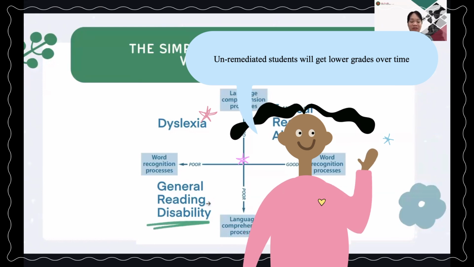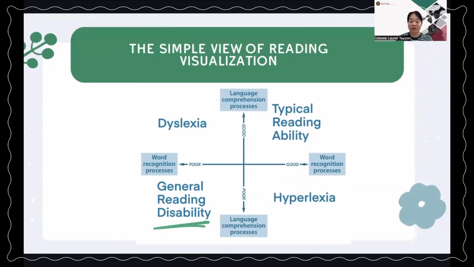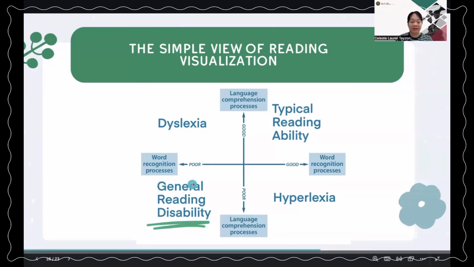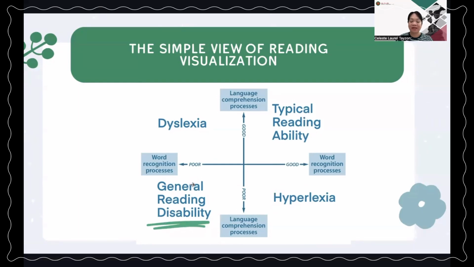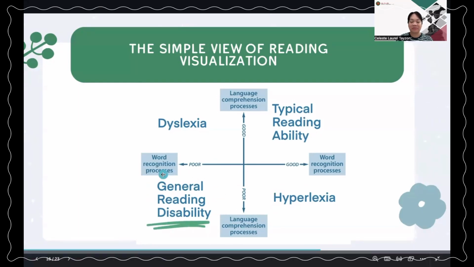Unremediated kids will get lower grades eventually. They have no access to vocabulary. The cases here can be remediated. Interventions may take longer, and they have mixed reading difficulties.